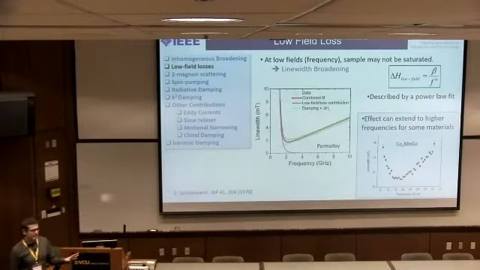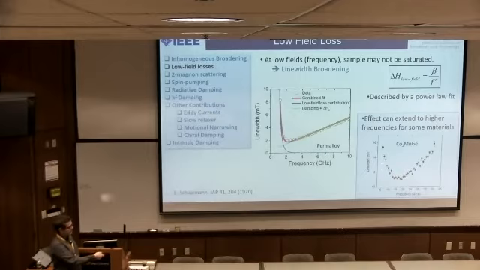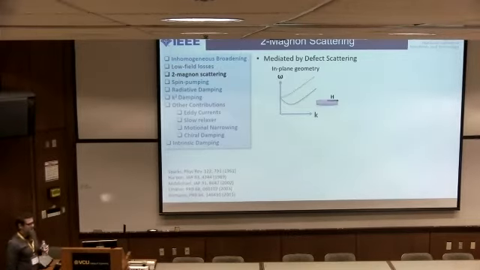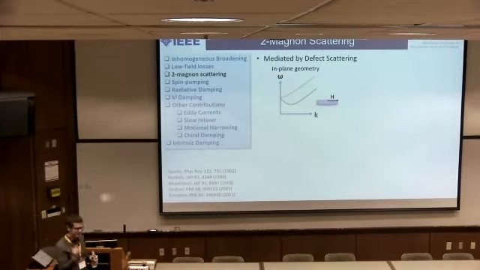Just a word of caution, though, that for some materials, these effects can extend out to very high frequencies. So in this particular case, you would have to throw away data below 25 gigahertz. And we have something also called two-magnon scattering, and this is actually a very important one.